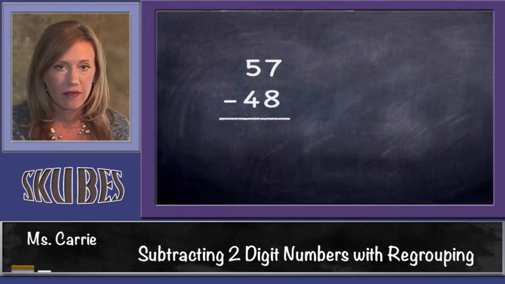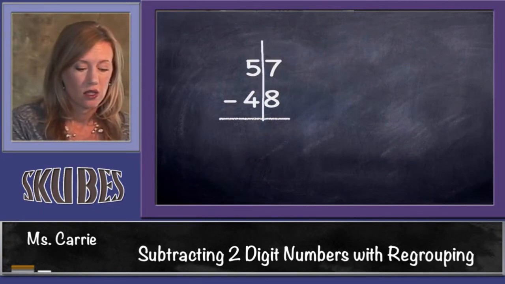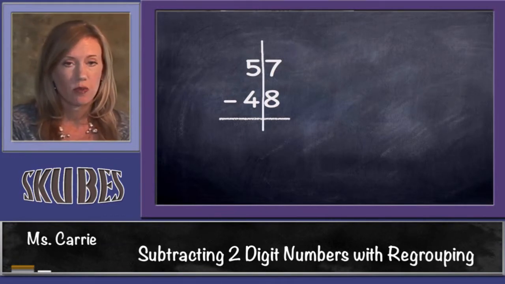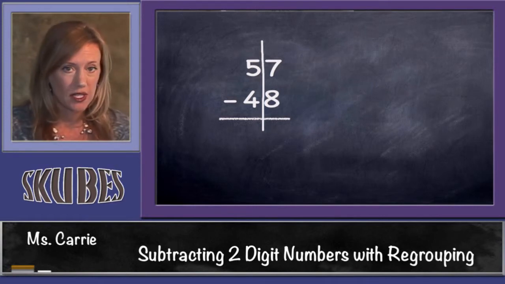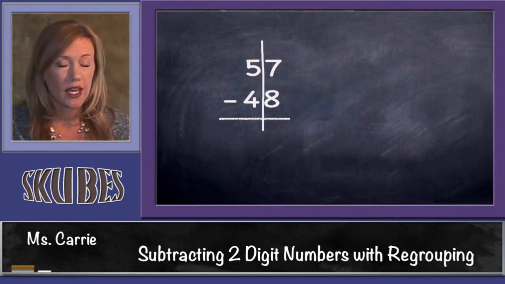This says 57 minus 48. This side is the ones on the right and the side on the left is the tens. We can't take 8 away from 7 because 8 is more than 7, so we need to regroup. And this is what regrouping looks like if we drew it out with a picture.